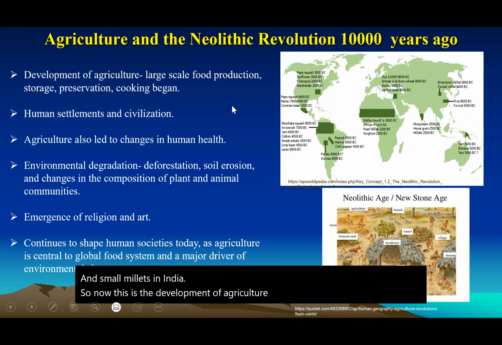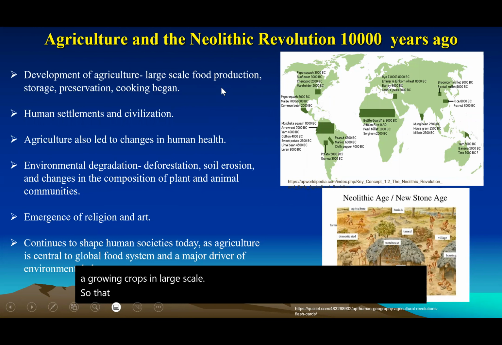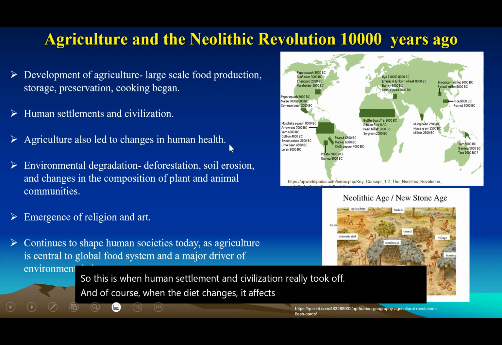So here you can see a huge shift from hunting and gathering to settling down in an ideal environment and growing crops on a large scale. So that will, of course, lead to storage techniques and preservation and cooking. So this is when human settlement and civilization really took off. And of course, when the diet changes, it affects human health.